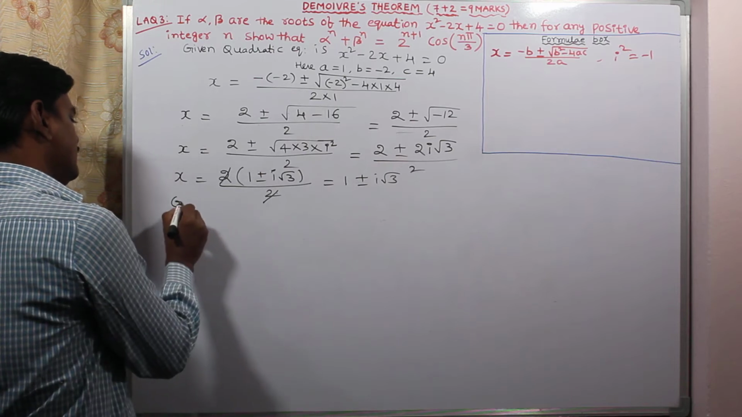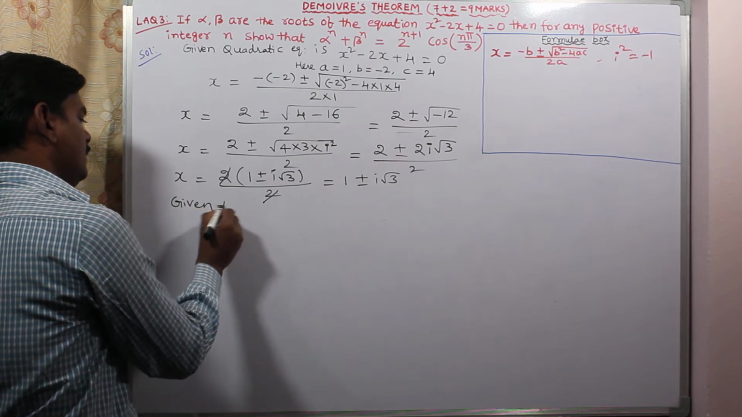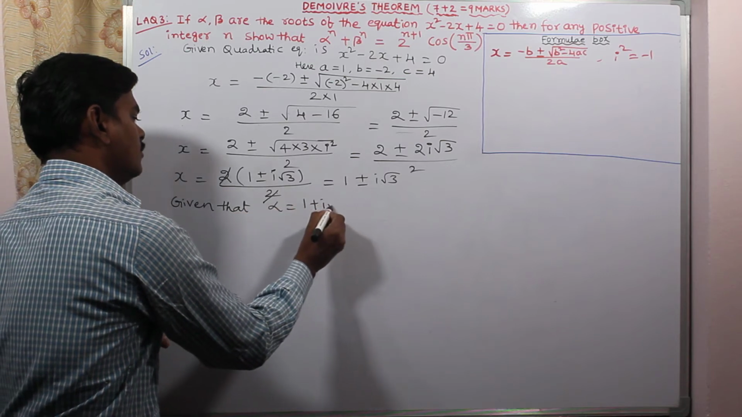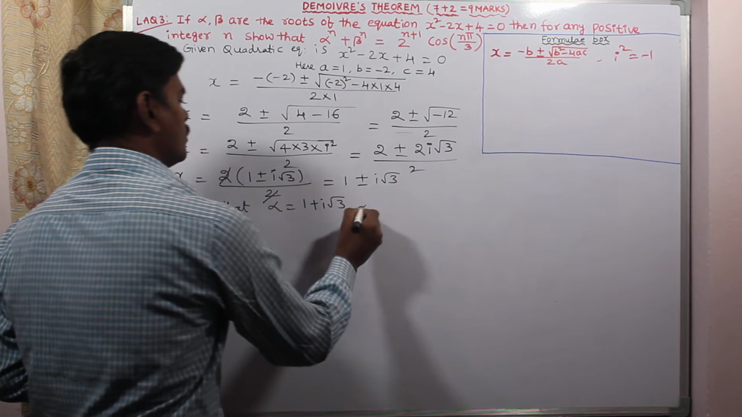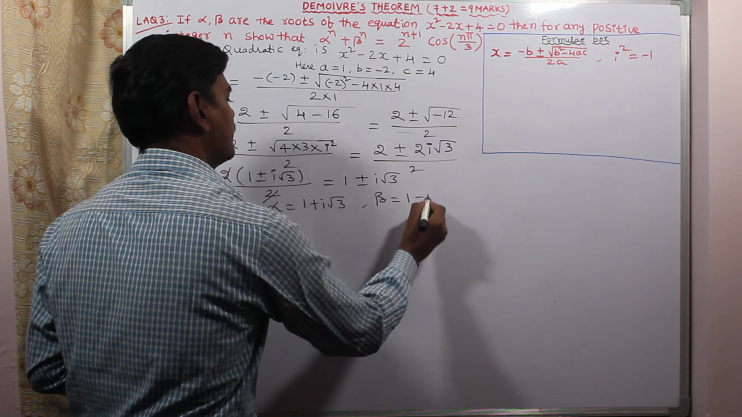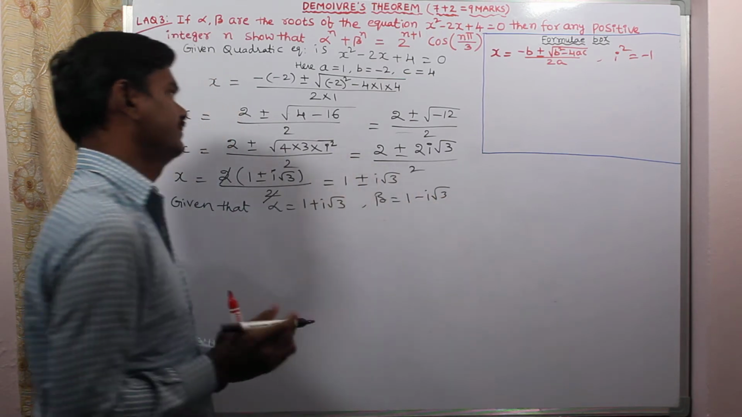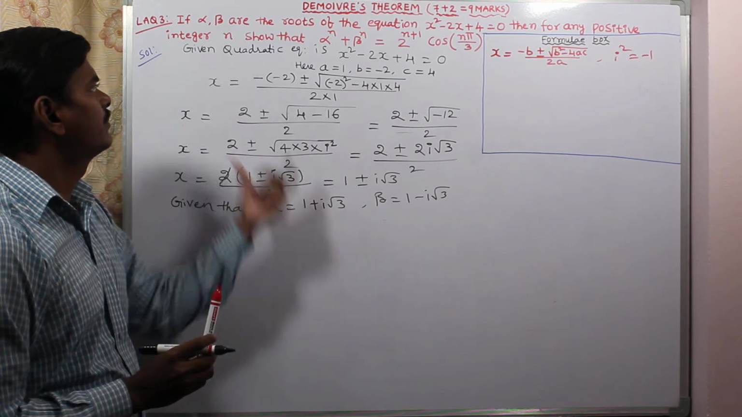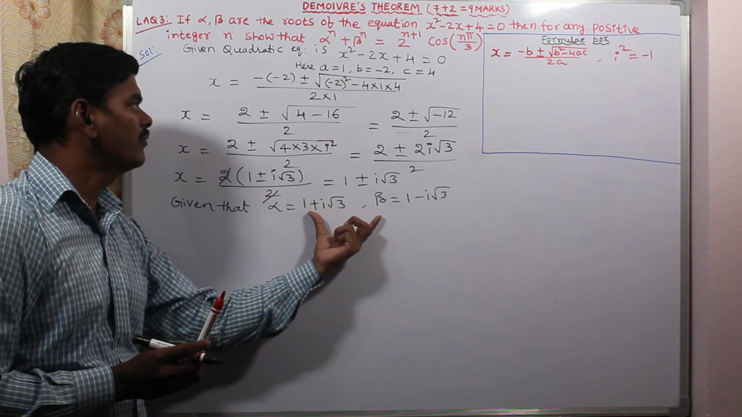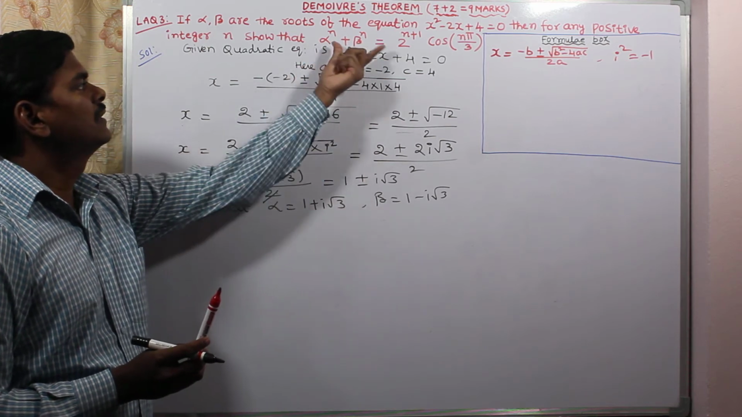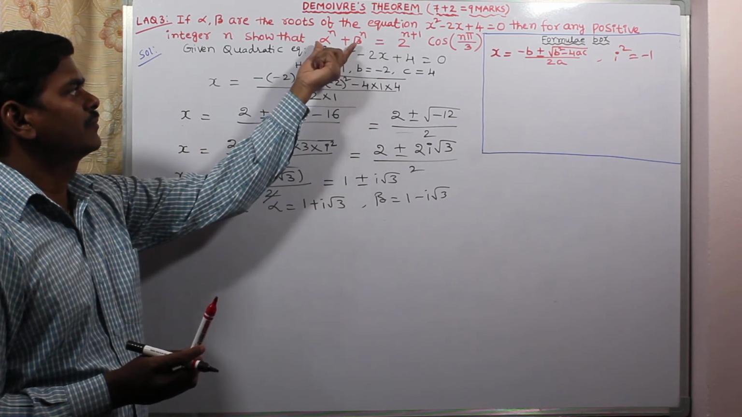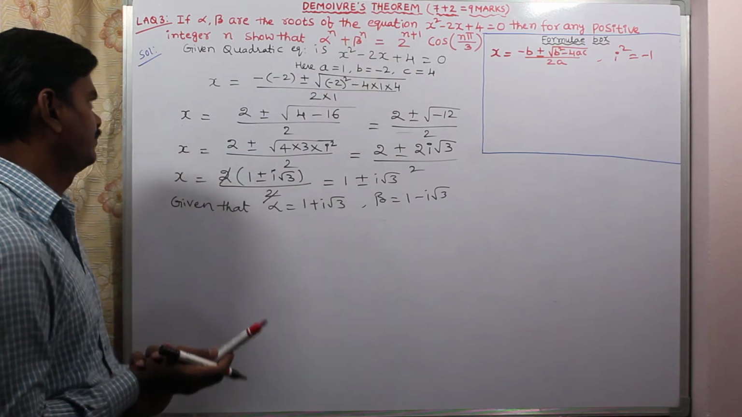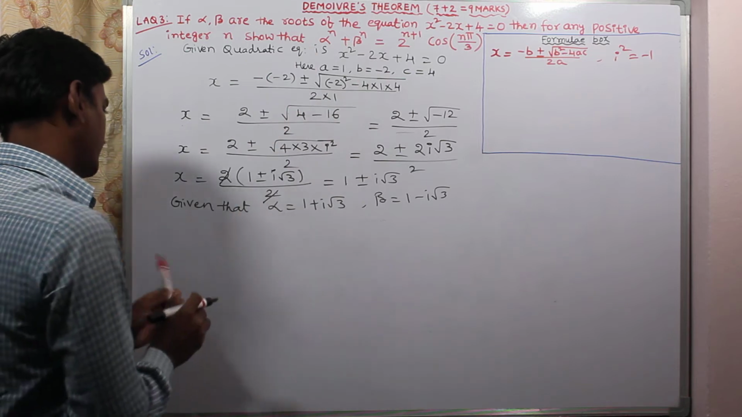So given that alpha is 1 plus iota root 3, beta is 1 minus iota root 3. We got the alpha, beta values. Now by substituting the alpha, beta values in the LHS, after simplification we can get the RHS, that is the plan. So now I can go for the LHS.